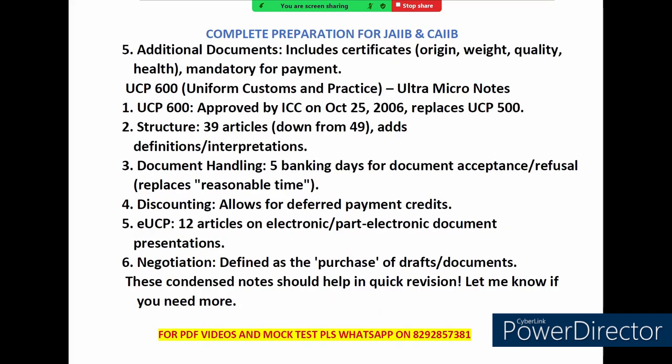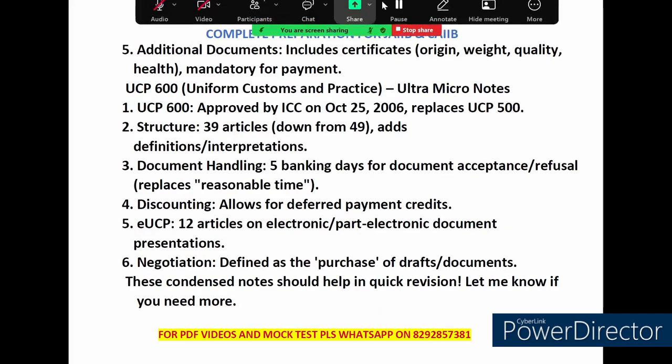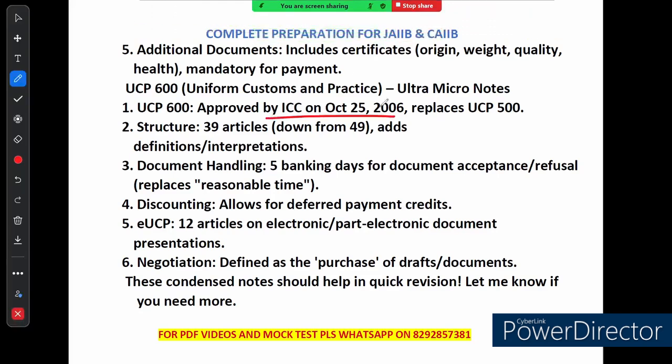Lastly, we have UCP 600. UCP 600 was approved by the ICC, right, on October 25, 2006, and it replaces UCP 500. It consists of 39 articles, okay, reduced from 49, with added definitions and interpretation.